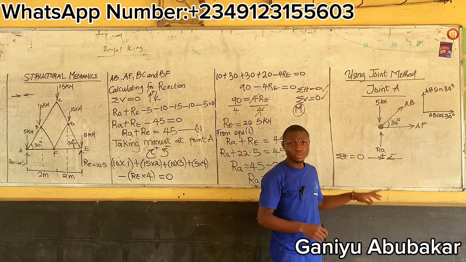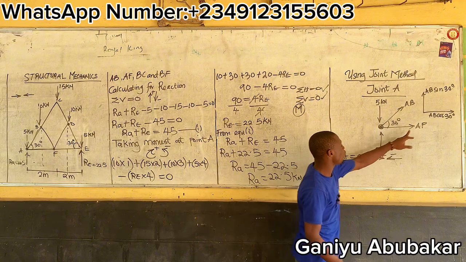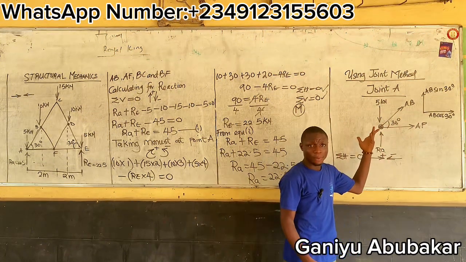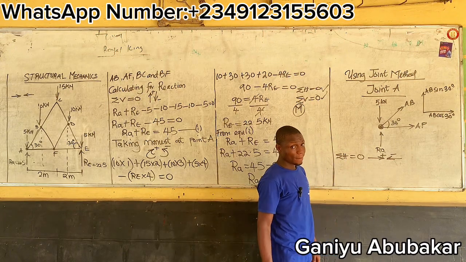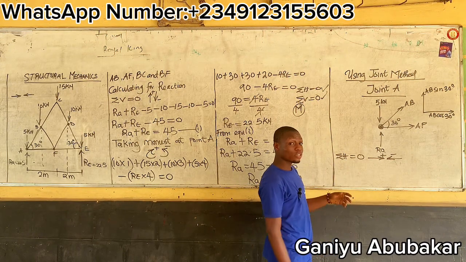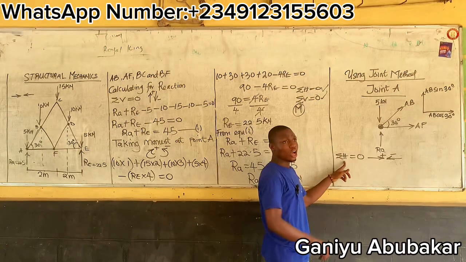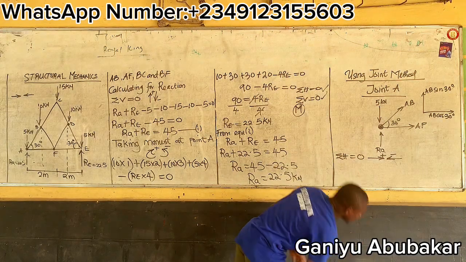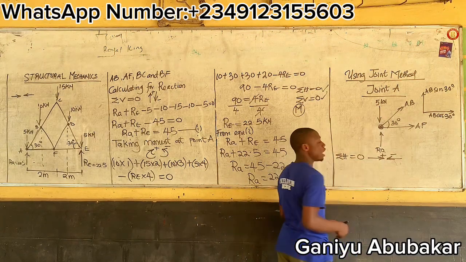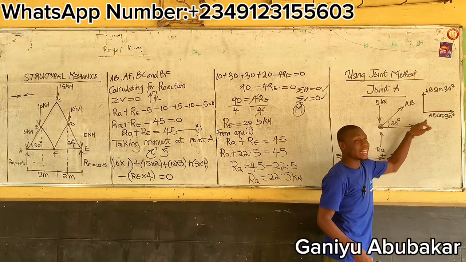Because we're looking for AF and BF now. Yes, now, summation H. All the addition of all the forces acting horizontally. So which force is acting horizontally here? Just this and this. This and this are acting horizontally.